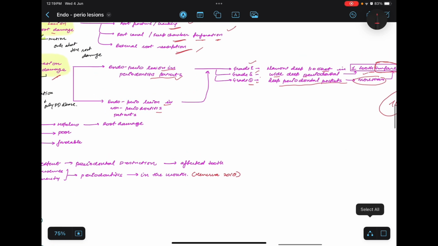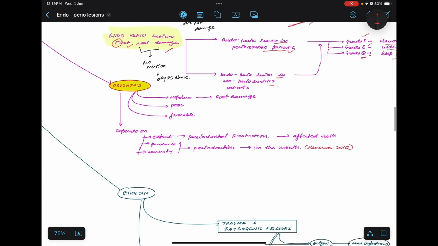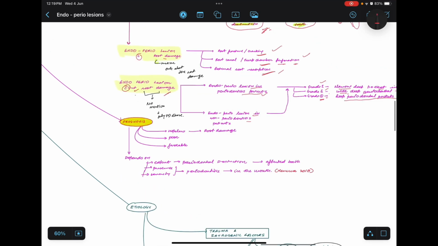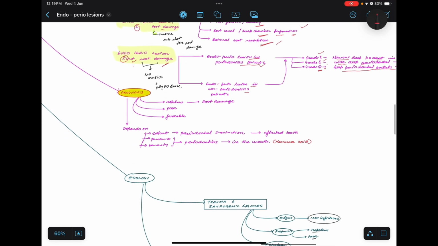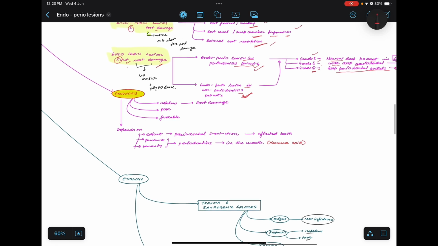So grade 1 is narrow, deep pocket in one tooth surface. Then grade 2 is wide, deep pocket in one tooth surface. And grade 3 is deep periodontal pocket, it could be narrow, it could be wide, could be any of these, in more than one tooth surface. Okay. So these are your 2 classifications, with root damage and without root damage. Now without root damage is again classified into in a periodontitis patient or in a non-periodontitis patient. Now one thing worth considering is, if it's a non-periodontitis patient, then how come they have pockets?